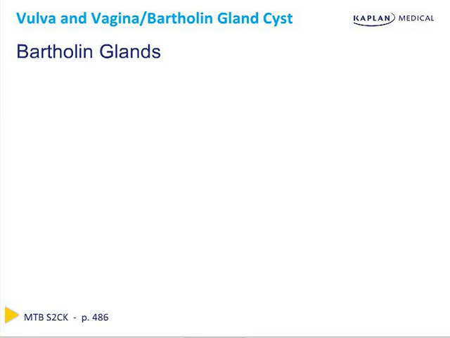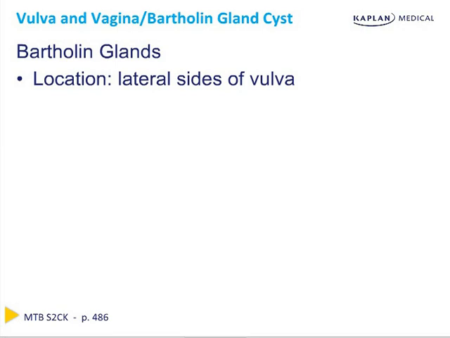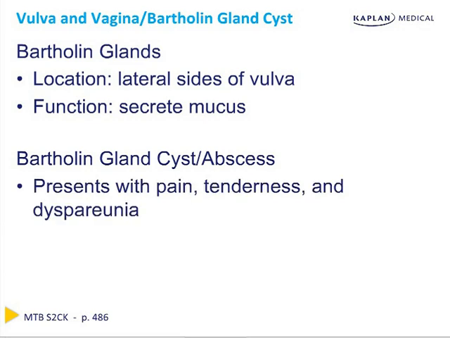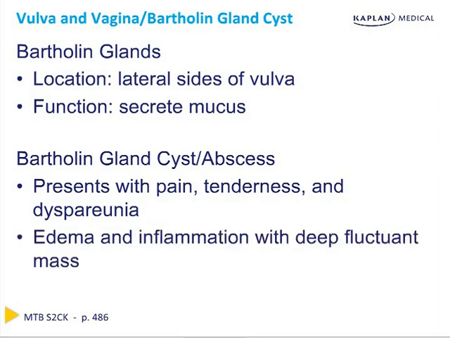Next, we'll move on to pathology related to the Bartholin's gland. The Bartholin's gland is located on the lateral sides of the vulva at about 5 and 7 o'clock. It functions to secrete mucus and lubricate the vaginal canal. A Bartholin's gland cyst, or particularly abscess, is a common presentation in the emergency department, as it presents with pain and tenderness as well as dyspareunia. Edema and inflammation are found on physical exam, and there can be a deep fluctuant mass, which can again be tender if it's an abscess.